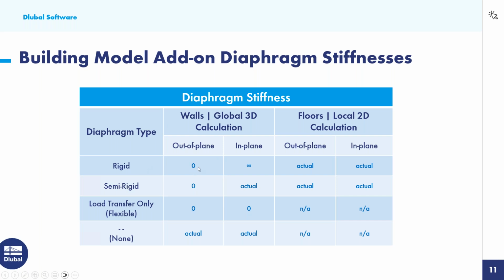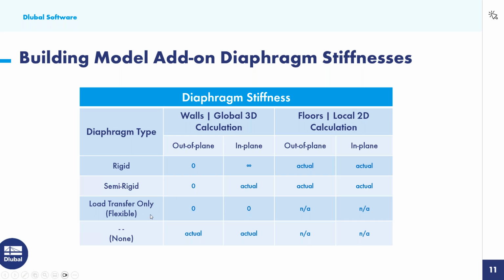The rigid diaphragm is going to use no stiffness in the out-of-plane direction, but in the in-plane direction, we set this to something infinitely high, a very, very high stiffness. In turn, for this semi-rigid diaphragm, again, out-of-plane stiffness is set to 0, but the in-plane stiffness is going to be the actual stiffness. So we're going to look at the materials, the thicknesses, and we're going to use the true stiffness properties in the in-plane direction for that 3D calculation.